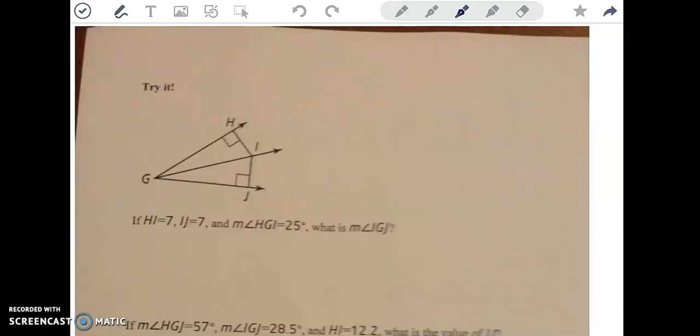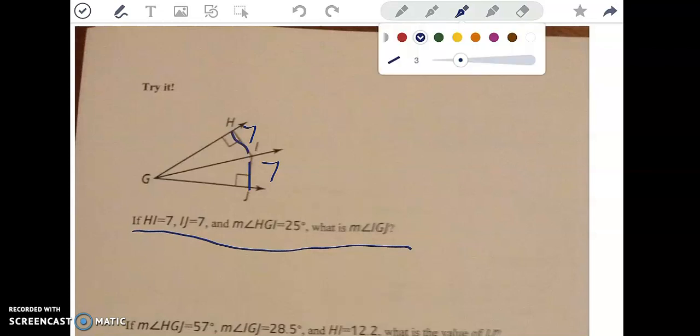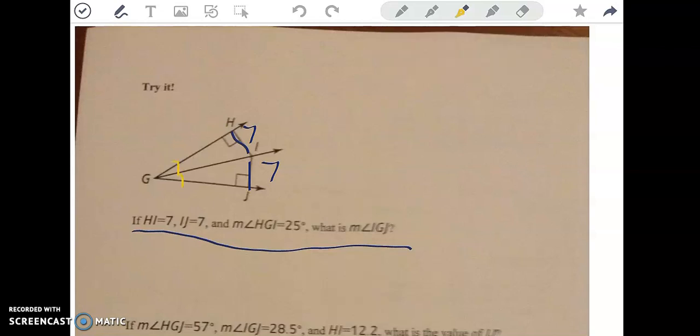So now we have our information down in the bottom instead of on the diagram. It tells us that HI is 7, so we'll start labeling. IJ is 7. That right there is a key to let us know that these are equidistant, therefore it's going to use that converse theorem that we talked about. Because these are equidistant, that means we're going to create two equal angles there. Well, it tells us here that HGI is 25.